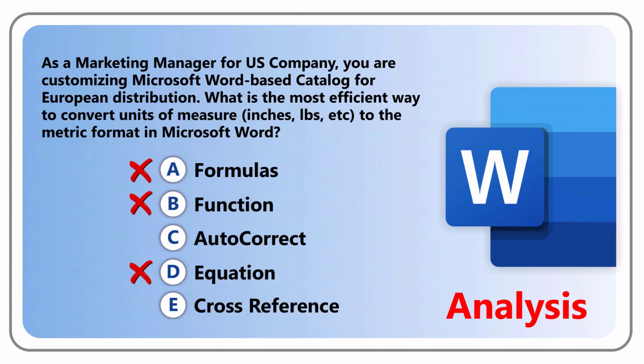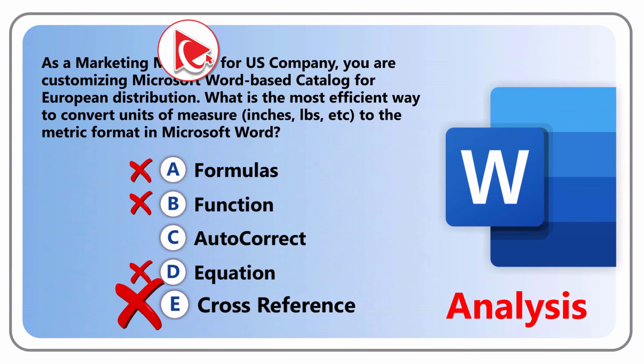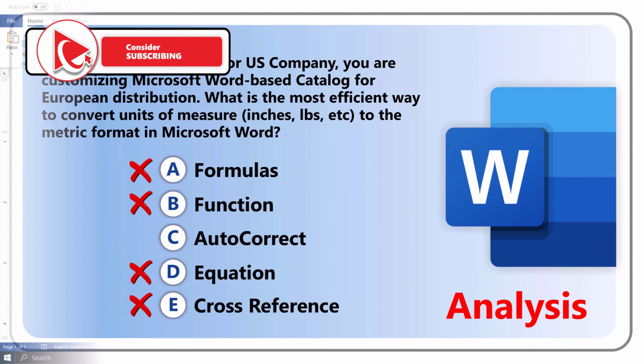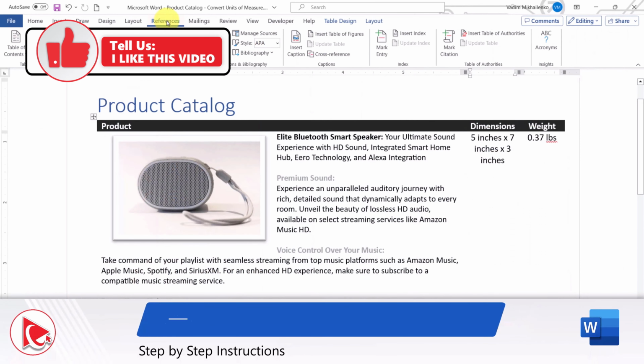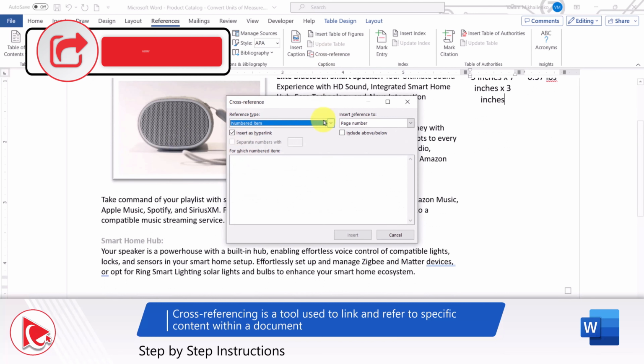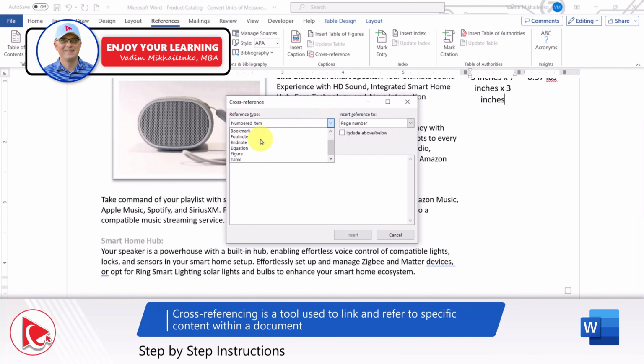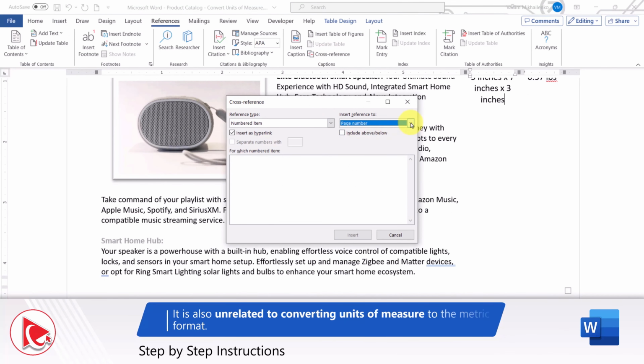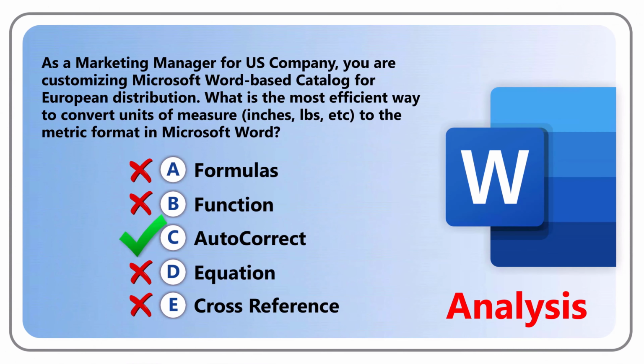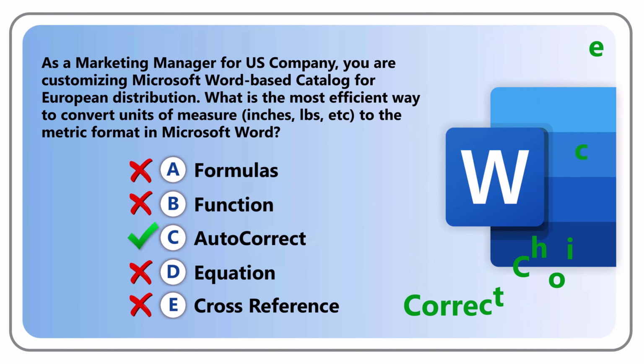And I hope you're not surprised that choice E, cross-reference, is also incorrect. Cross-referencing is a tool used to link and refer to specific content within the document, such as figures, tables, or headings. It is unrelated to converting units of measure to the metric format. This analysis leads us to choice C, autocorrect.